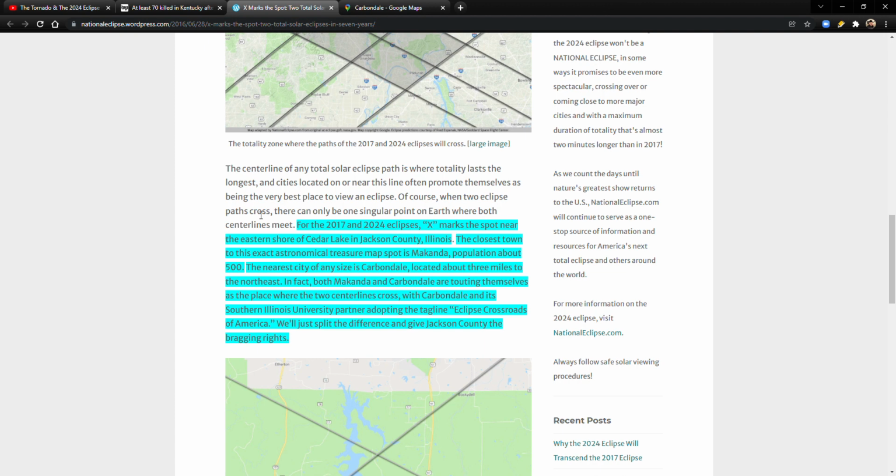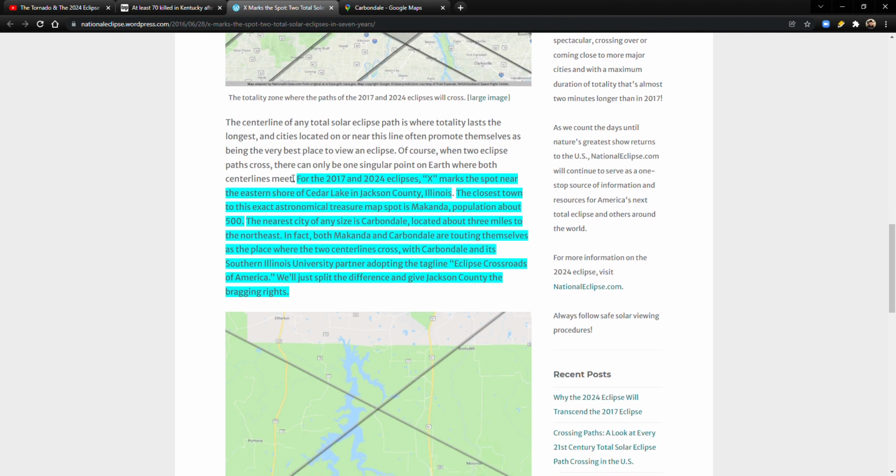Now, that might be just coincidence. I don't know. That's just really weird. It's weird that the first eclipse went over Jackson County, Missouri. And then I guess after that, Jackson County, Illinois. And now this next eclipse is going to go over Jackson County, Illinois.